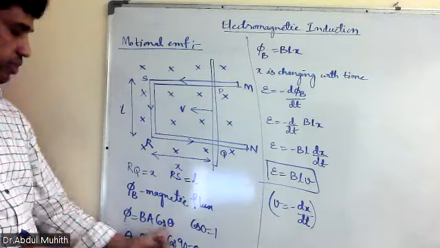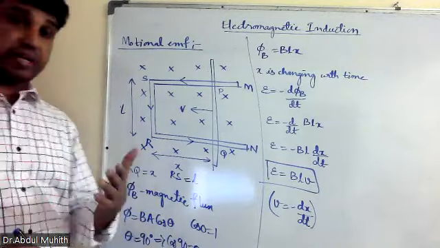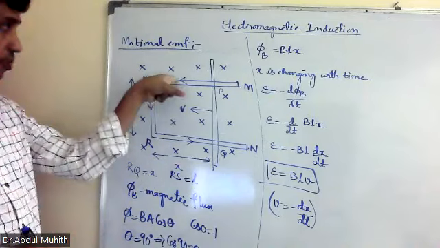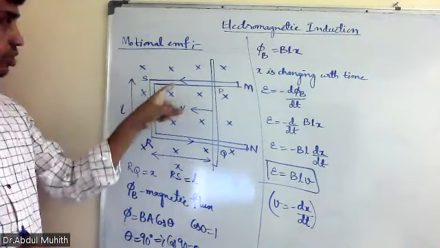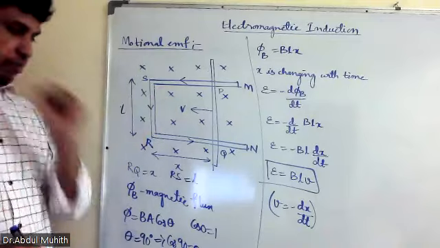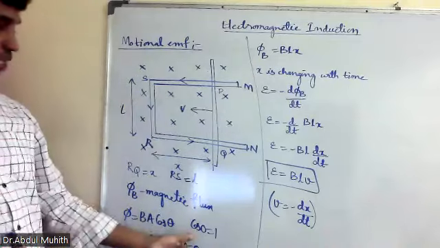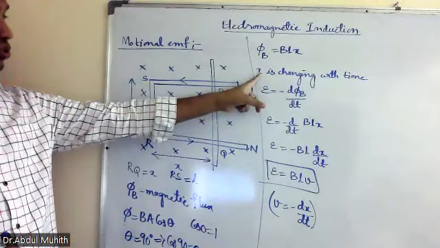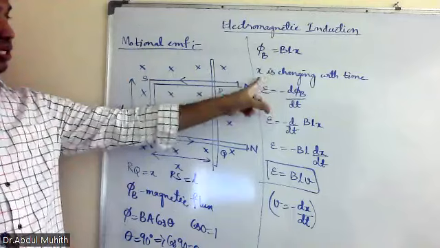Phi is equal to B into A cos theta. Theta is the angle between the magnetic field and the normal to the surface. The normal to the surface is along the direction of the magnetic field, so theta will be 0, so cos 0 is 1. So phi b is equal to BLx, since area A is equal to Lx. So x is changing with time.